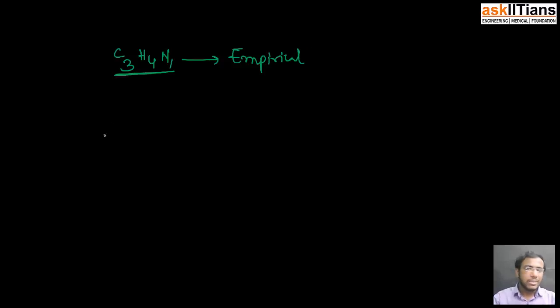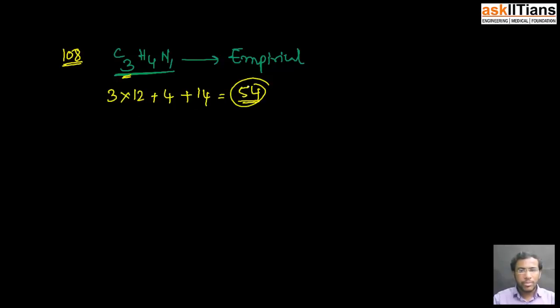It is given that its molecular mass is how much? Let's go back to the question. Its molecular mass is 108, right? So this is its empirical formula. What is the mass of this empirical formula? It is 3 into carbon 12, plus 4 into 1 which is 4, plus nitrogen 14. So this is 36 plus 4 is 40, 40 plus 14 is 54. So 54 is its empirical formula weight and 108 is its molecular weight. So 108 by 54 will give you how much? It will be 2, right?